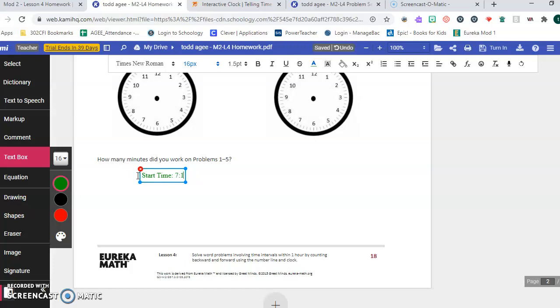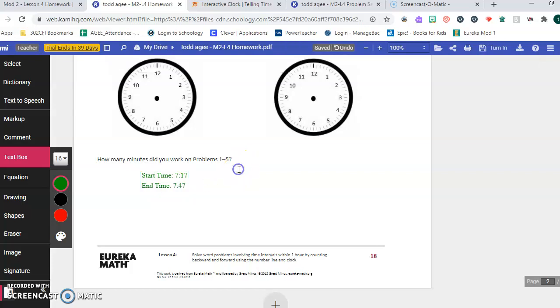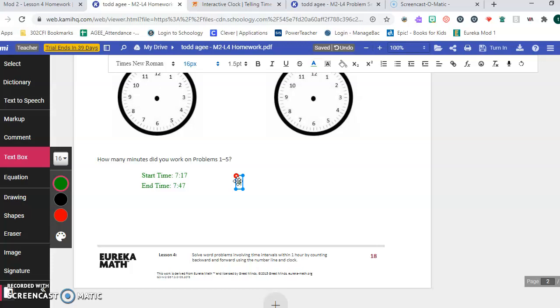Actually, that's what my classroom clock says. My computer clock says 7:17. So what they're going to ask you to do then, it says how many minutes did you work on problems 1 through 5? You'll record your end time. So when you finish this one here, you will mark the end time, and let's say it takes you 30 minutes to do this. So that would be 27, 37, 47, 7:47 is when I might finish. I would have to do the problem 47 minus 17 to give me my working time of 30 minutes.